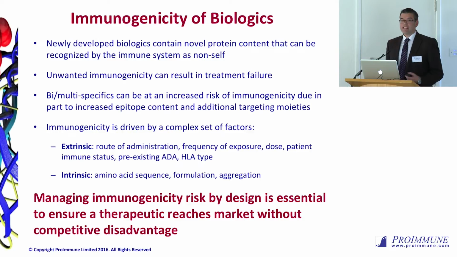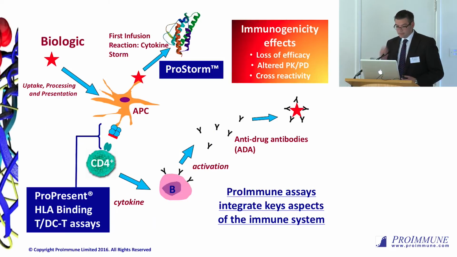Intrinsic factors we have at least some control over, but not exclusively, such as the amino acid sequence of our protein, but also how it's formulated, and also the aggregation status of that protein. So higher amounts of aggregate can drive unwanted immune responses. So overall, thinking about immunogenicity risk from an earliest possible time point is what's really important, because if you can demonstrate that your therapeutic is at a lower risk than others, that certainly is quite a key advantage.